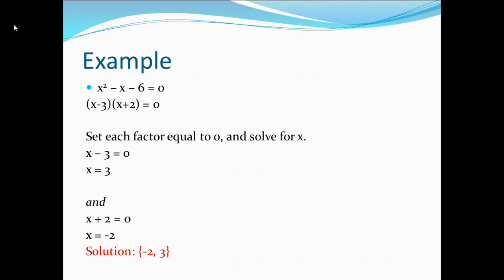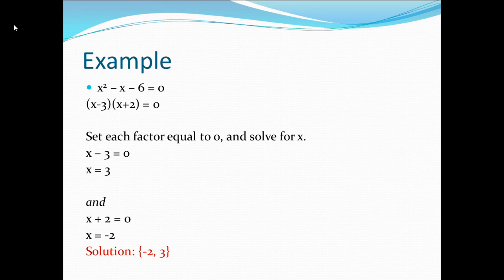Then we need to look for factors of 6 that have a difference of 1, since 1 is our coefficient in our second term. The factors of 6 are 6 and 1 and 3 and 2. 6 and 1 have a difference of 5. 3 and 2 have a difference of 1.